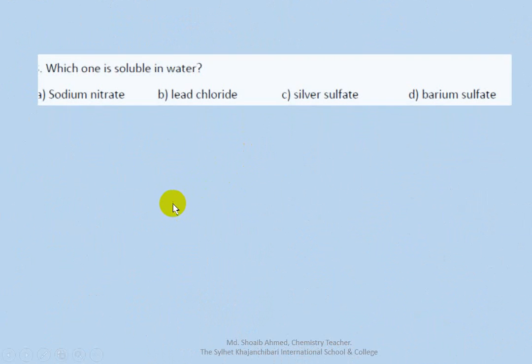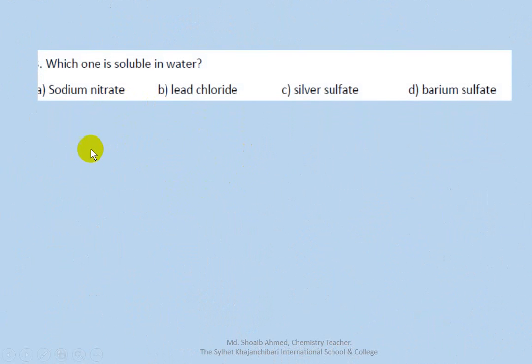Question 1. Which one is soluble in water? Sodium nitrate, lead chloride, silver sulfate? Sodium nitrate. Yes, good. Here sodium nitrate is soluble because all nitrates are soluble.